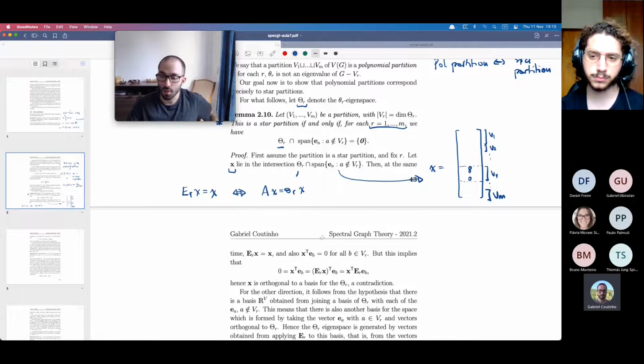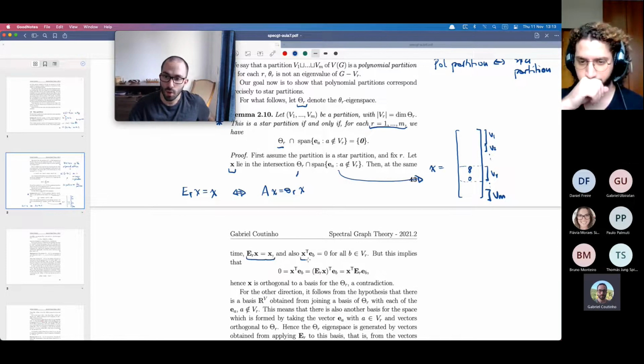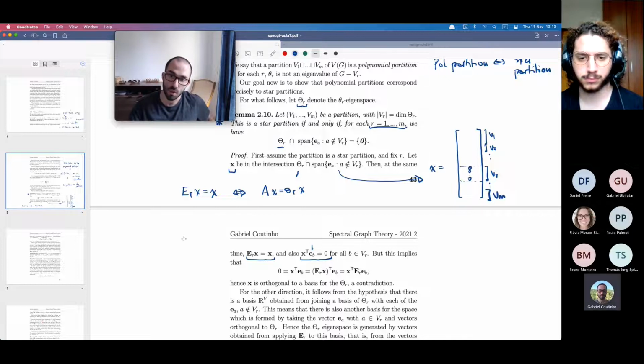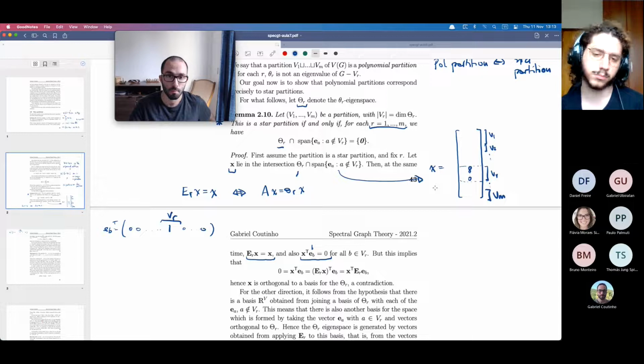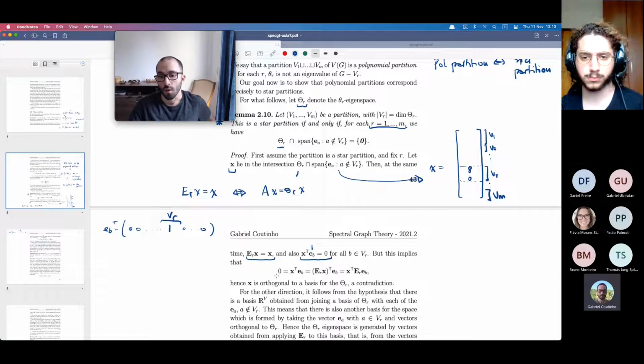So at the same time, I have exactly this. x is an eigenvector, and the inner product of x with any one of the characteristic vectors of the vertices in V_r is equal to 0. So this b here is a vector that has a bunch of zeros, has a 1 here, and a bunch of zeros. And these are the entries corresponding to V_r. So of course, when I take the inner product of this vector with x, the result is 0. So I have that 0 is equal to x transpose e_b.